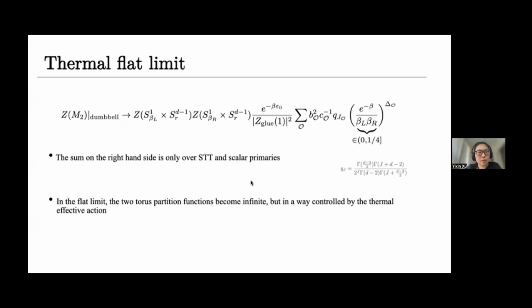Now, as R goes to infinity, the entire sum remains fixed, but the two torus partition functions will grow with R, and eventually it becomes infinite. But the torus partition function goes to infinity in a controlled way, and the growth is controlled by the thermal effective action.